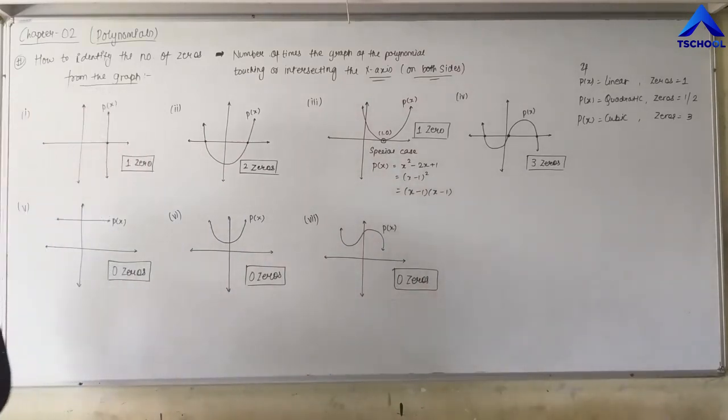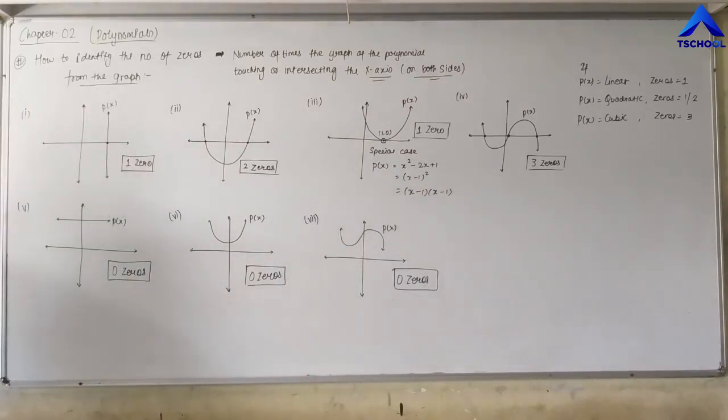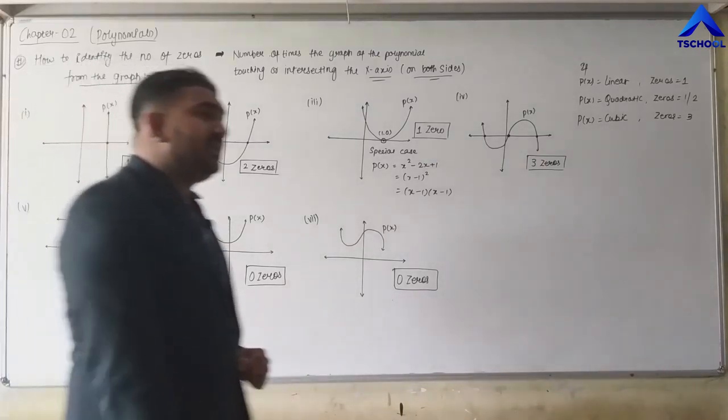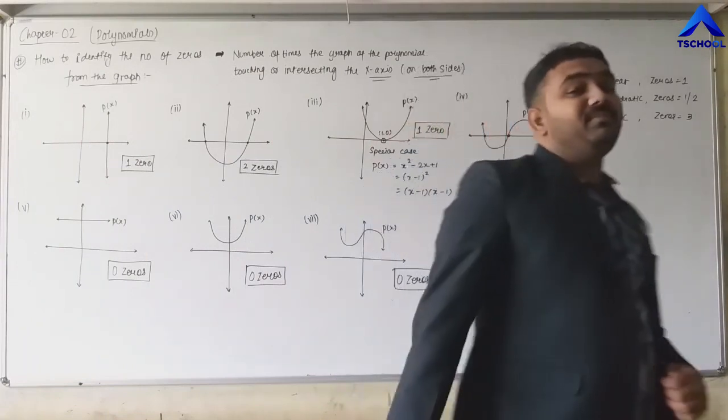Is it clear or not? So this is basically how you can identify the number of zeros a given graph or a given polynomial will have, looking simply at the graph.